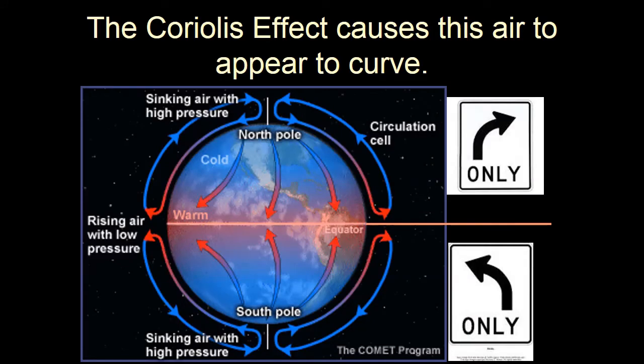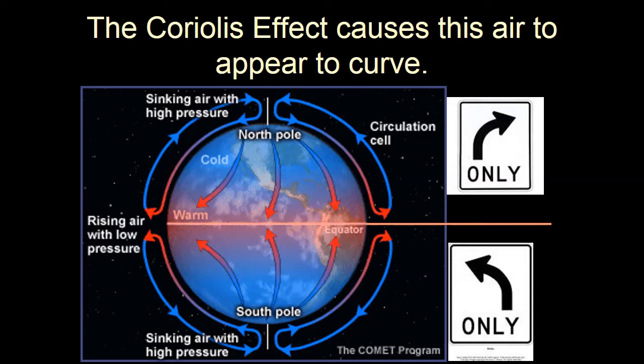Okay, so hopefully that makes sense. You see the idea here. This is kind of a complicated idea. We'll go over this much more in class, so don't worry if you don't fully understand it now. But basically, the main thing that you need to know is that the Coriolis effect causes the air to appear to curve. It's not that it's actually curving, it's more that we're moving underneath the air. But from our perspective, it looks like the air is curving.